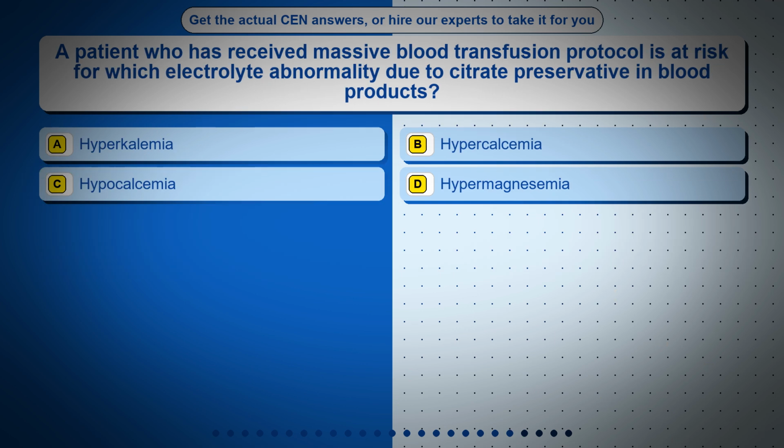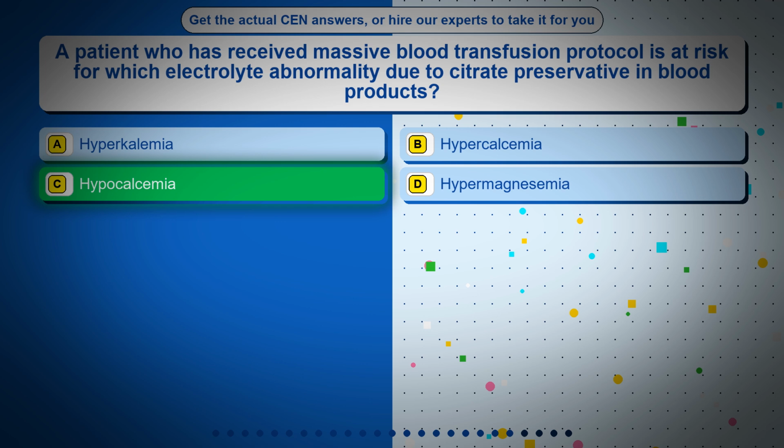Question 21. A patient who has received massive blood transfusion protocol is at risk for which electrolyte abnormality due to citrate preservative in blood products? Option A, hyperkalemia. Option B, hypercalcemia. Option C, hypocalcemia. Option D, hypomagnesemia. The correct answer is option C, hypocalcemia.